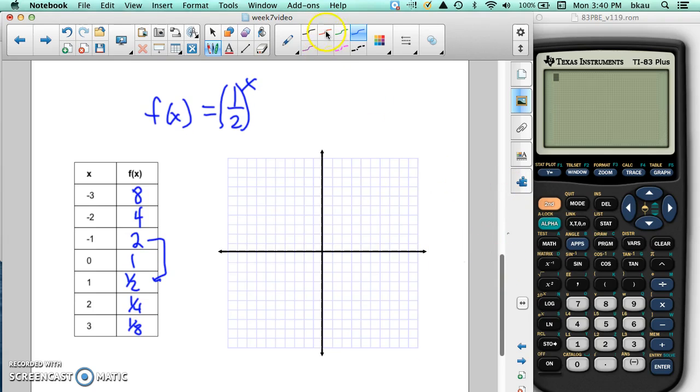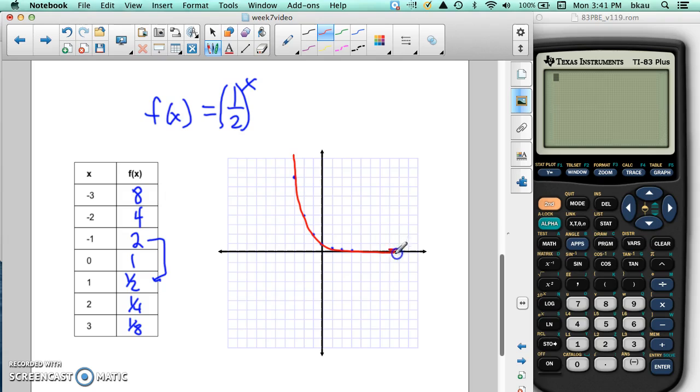So this is going to be a decay function. We're still going to do the same thing here. We're going to plot some points. So -3 is 8. -2 is 4. -1 is 2. 0 is 1. 1 is 1/2, 2 is 1/4, 3 is 1/8. So our graph comes down from high above and then turns and gets close to 0 here.